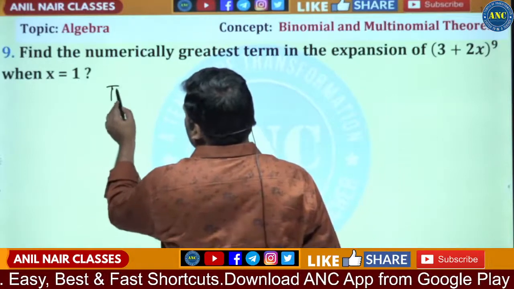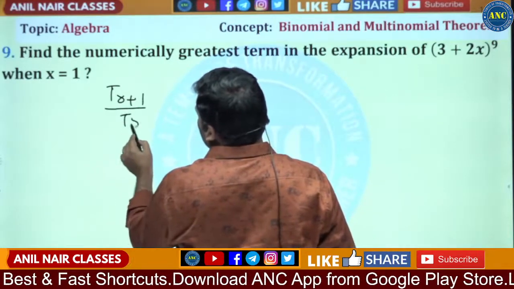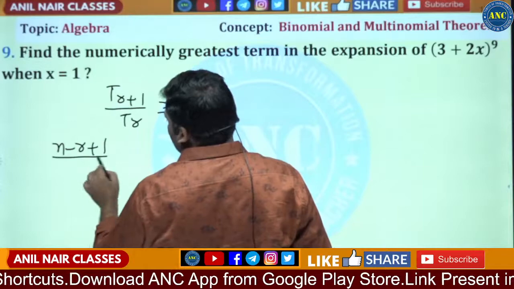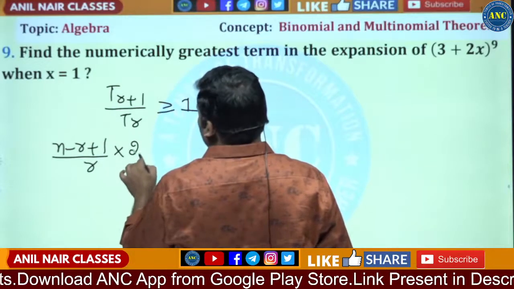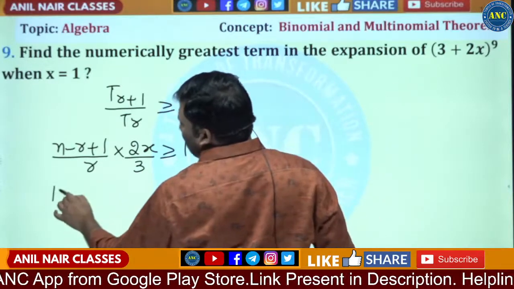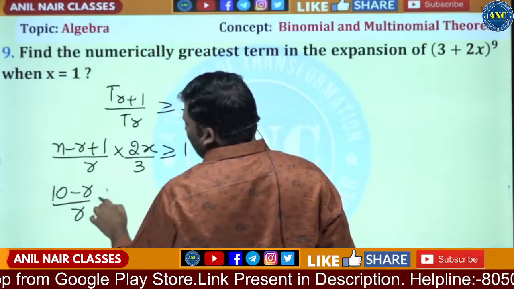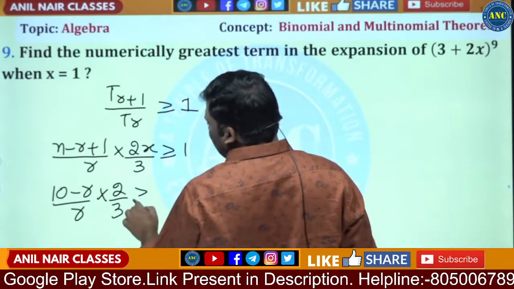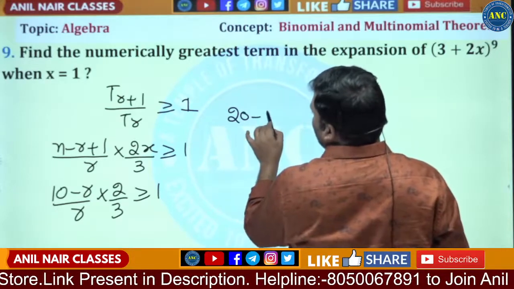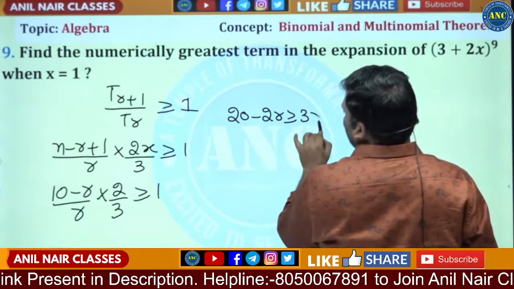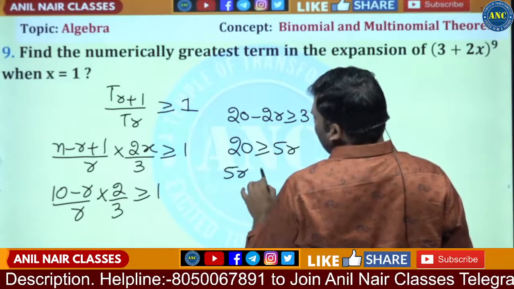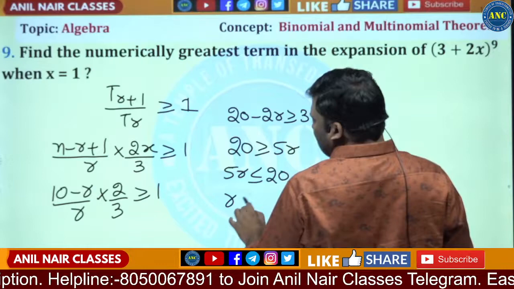What is the concept? T(r+1)/T(r) is greater than or equivalent to 1. T(r+1)/T(r) is (n minus r plus 1)/r into 2x/3, greater than or equivalent to 1. N is 9. So this will become (10 minus r)/r into 2/3 greater than or equivalent to 1. 20 minus 2r is greater than or equivalent to 3r. 20 is greater than or equivalent to 5r. 5r is less than or equivalent to 20. R is less than or equivalent to 4.